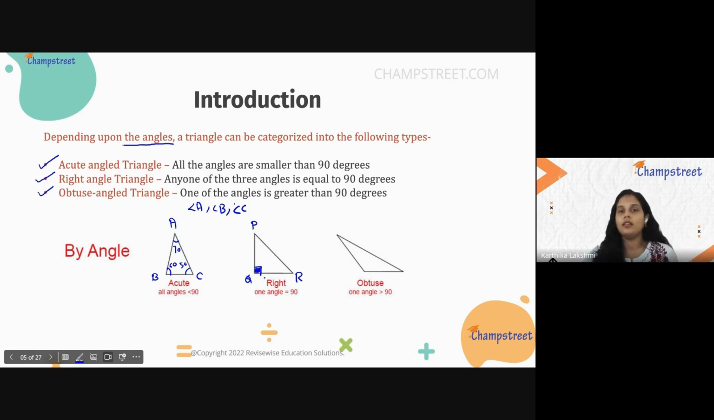Any one of the three angles. So there are three angles, and if any one of them is 90 degrees, then it's called a right angle triangle. Just understand and memorize these names. It's very important. Third one, obtuse angle triangle.